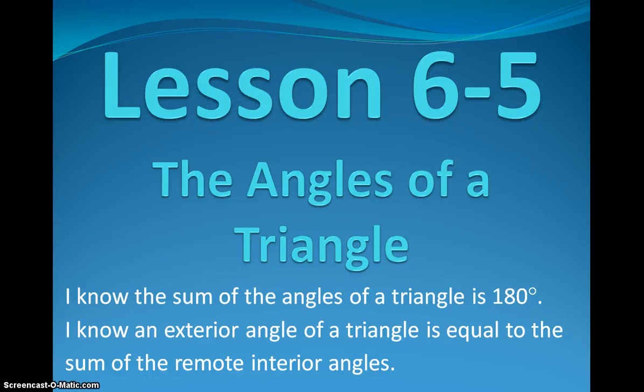Lesson 6-5, which is entitled The Angles of a Triangle. I know the sum of the angles of a triangle is 180 degrees, and I know an exterior angle of a triangle is equal to the sum of the remote interior angles. And so as you probably can guess by now, we are going to be taking something that we've already talked about, and we are going to be expanding on it a little bit further.